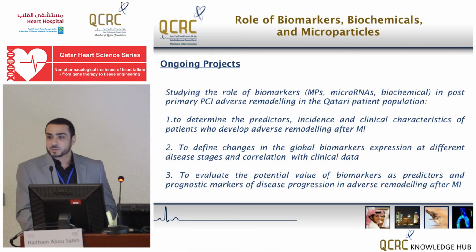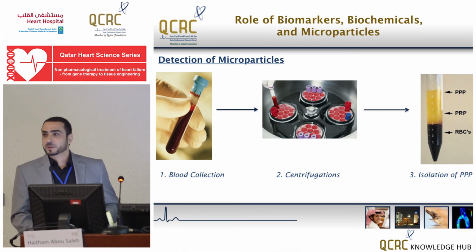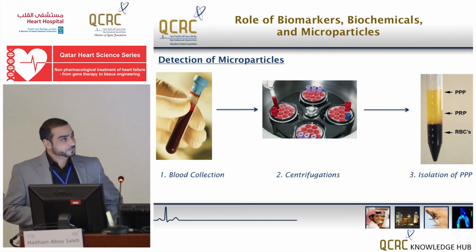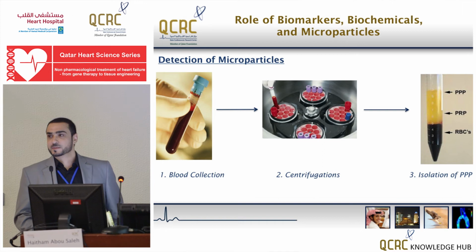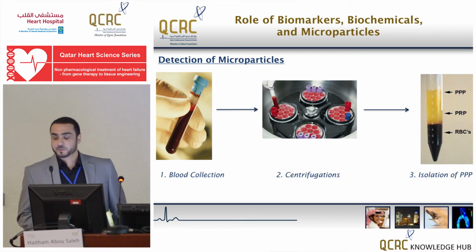So what is our methodology to detect those microparticles in the lab? First we collect blood from STEMI patients who undergo primary PCI at different time points, and this blood is subjected to a series of differential centrifugation, and finally we obtain different parts of the blood. We are looking at the microparticles and the other biomarkers in the PPP, the platelet poor plasma, and plasma samples are then isolated and analyzed or stored for further analysis.